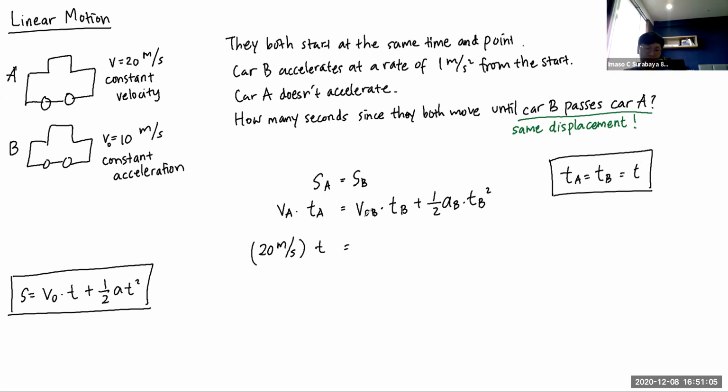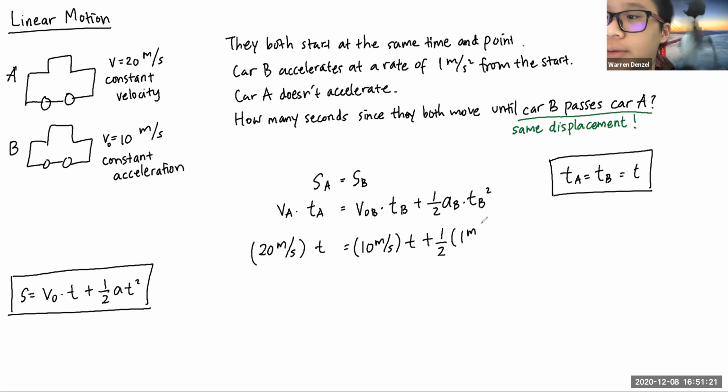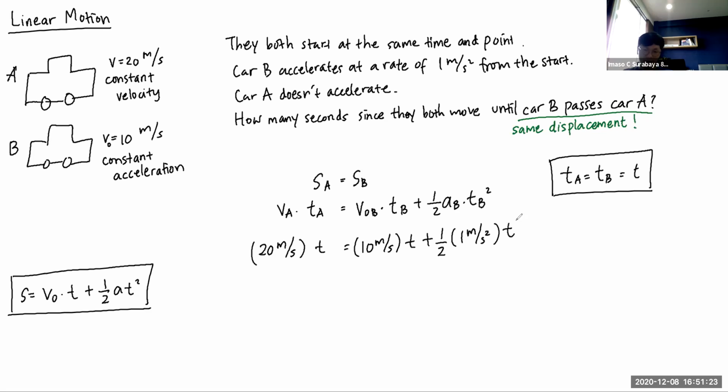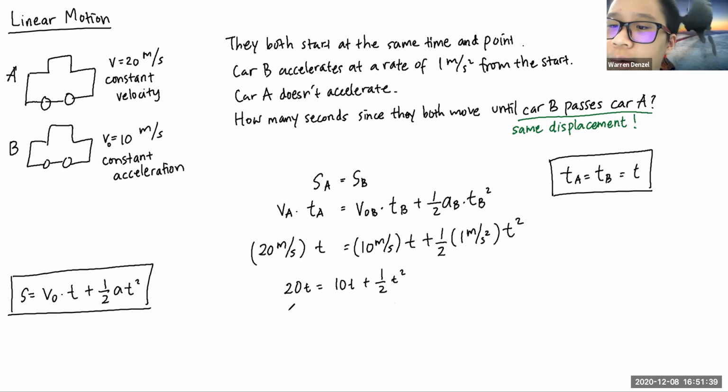So T, and then VOB, the initial velocity, is 10. TB is T. Half times AB. What is the A of B? 1 meter per second squared. TB squared, so T squared. Okay, we disregard the units for now. 20T equals 10T plus half T squared. Okay, do you know how to do this?